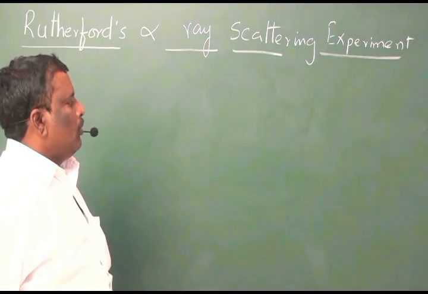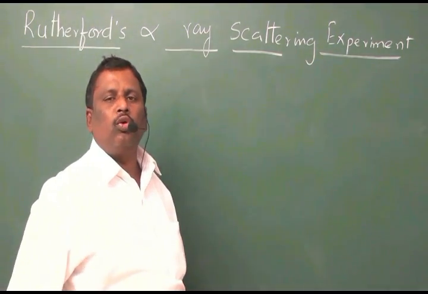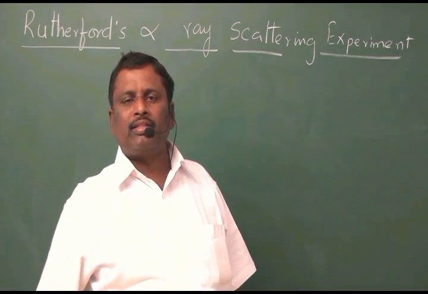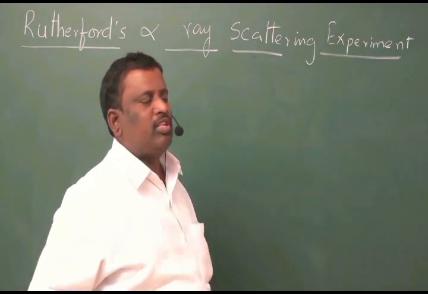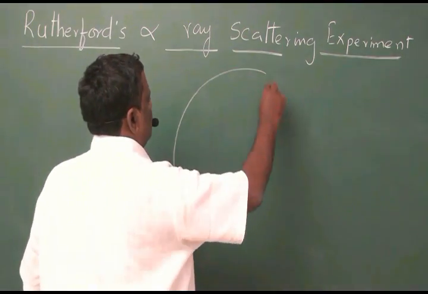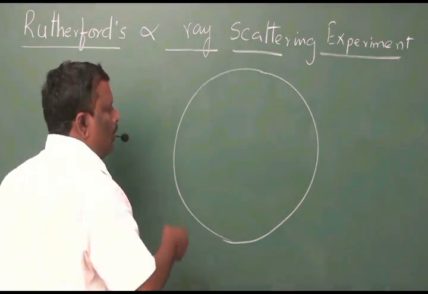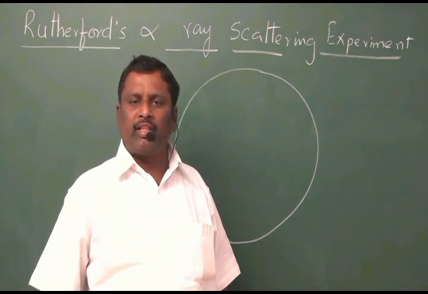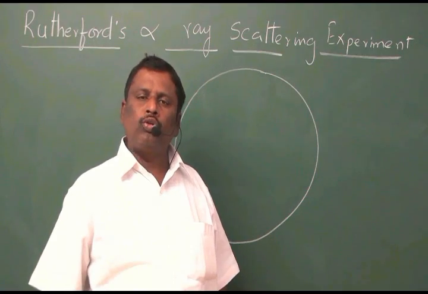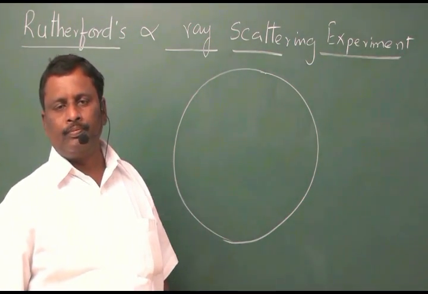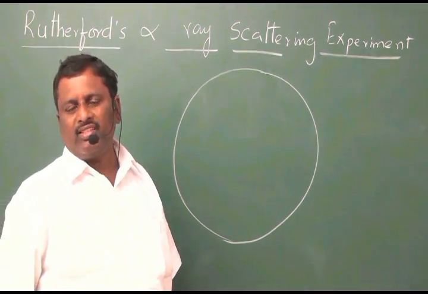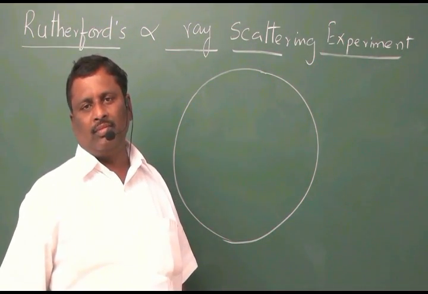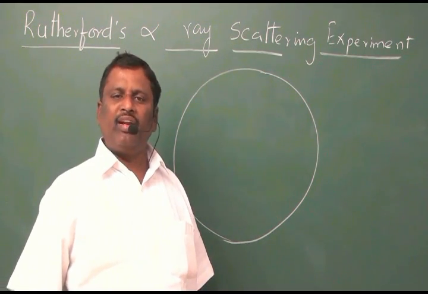Most of the alpha particles pass through the gold foil without any deviation in their path. This indicates that most of the space in an atom is empty. Let this be the atom. And the second observation is, some alpha particles are reflected at different angles.